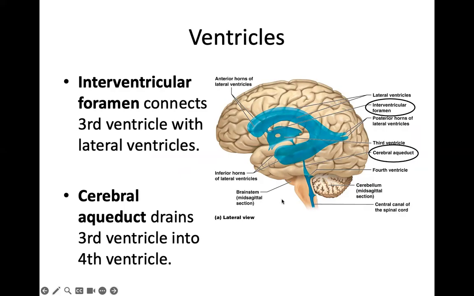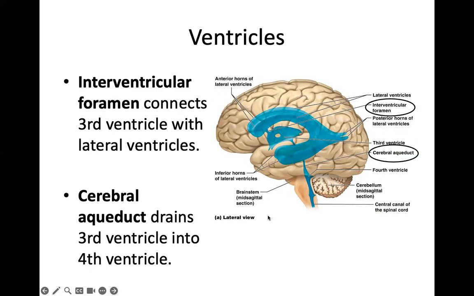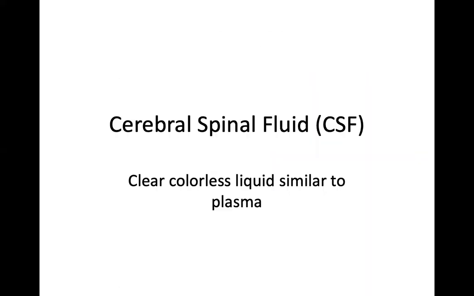Cerebral aqueduct is the next one that connects 3rd ventricle and 4th ventricle. Think about the word aqueduct. Probably have heard it, the water channel. So this is the duct taking water and connecting the 3rd and 4th ventricle. And then the 4th ventricle becomes continuous with the central canal of spinal cord.